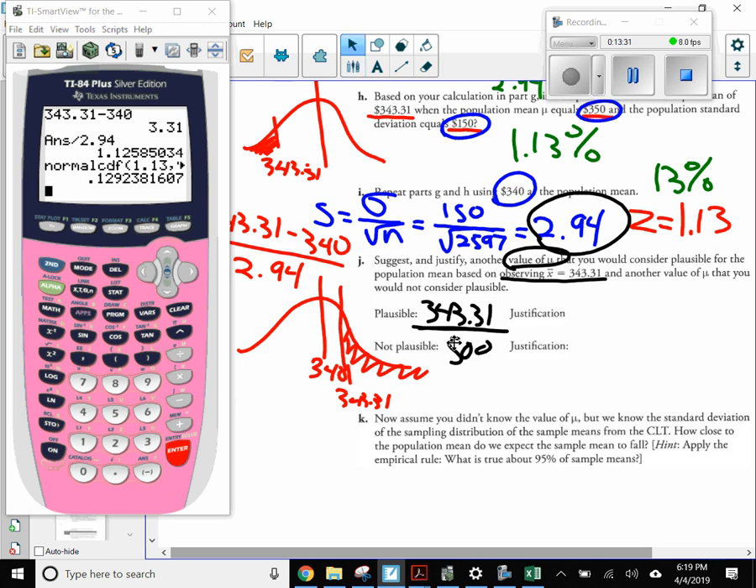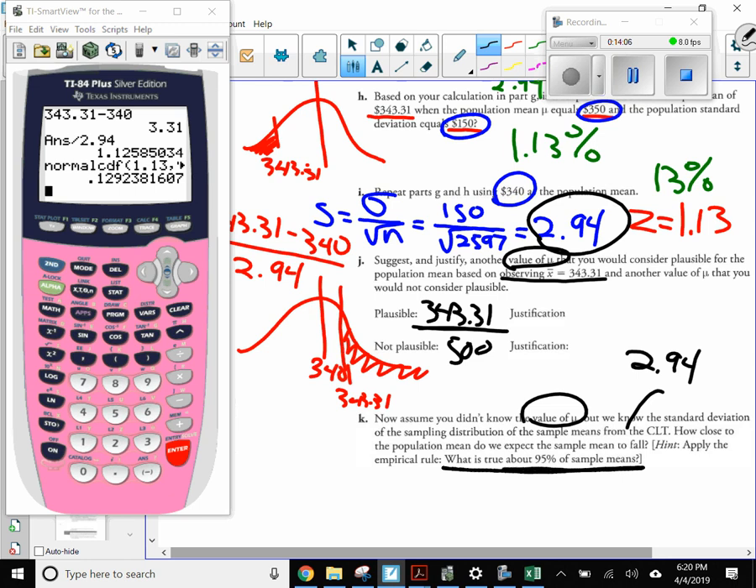Now it says, assuming that I didn't know the value of mu, and I don't, but we know the standard deviation of the sampling distribution of the sample means from the central limit theorem because we know that this is equal to 2.94. How close to the population mean do we expect the sample mean to fall? Hint: apply the empirical rule. What is true about 95% of the sample means? Well, now this is very interesting.